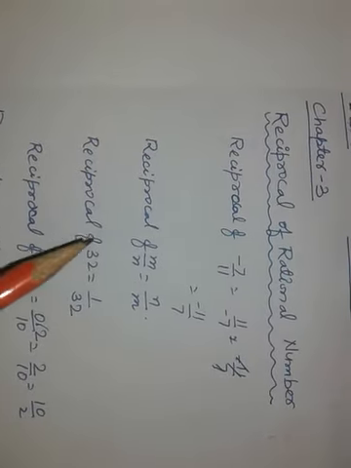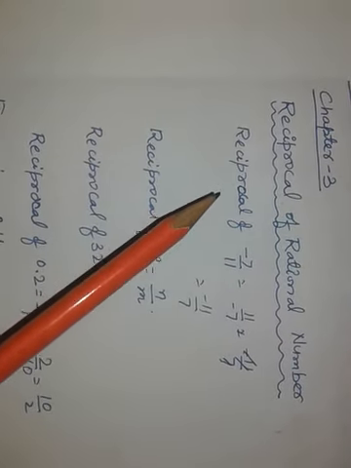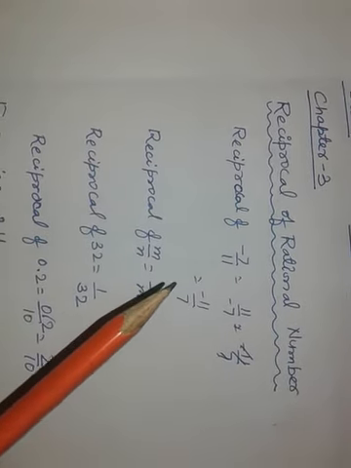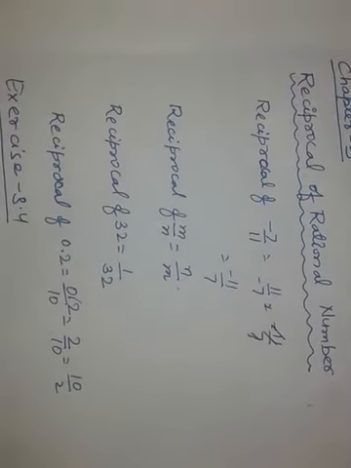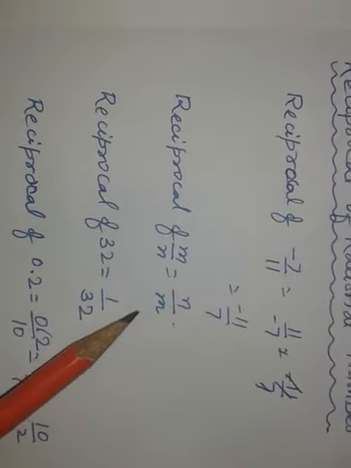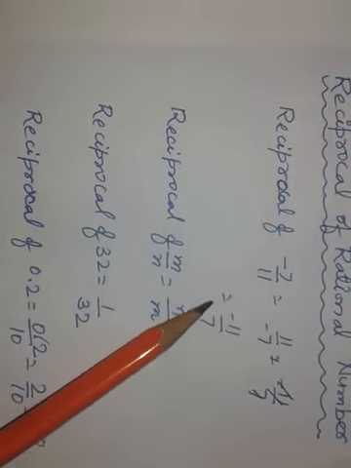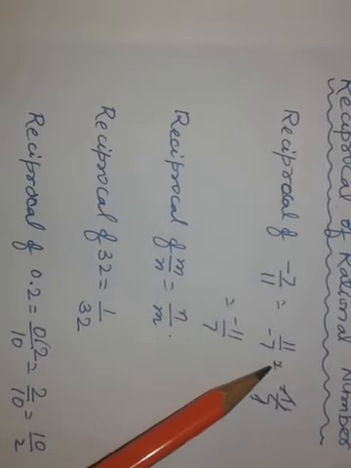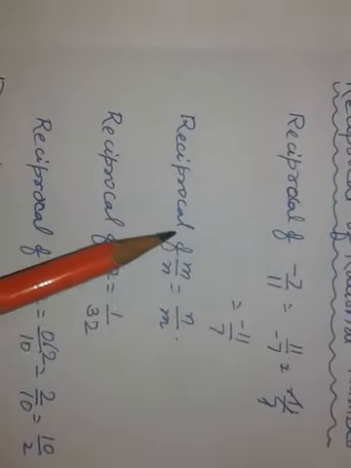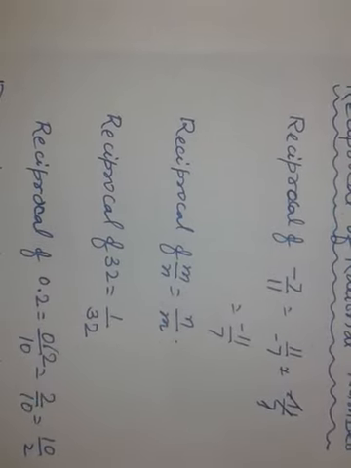So let's start. Here you see the reciprocal of minus 7 by 11 is 11 by minus 7, which equals minus 11 by 7, because it is not in standard form. The reciprocal of m by n is n by m.